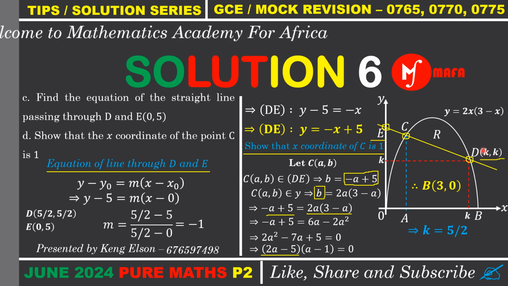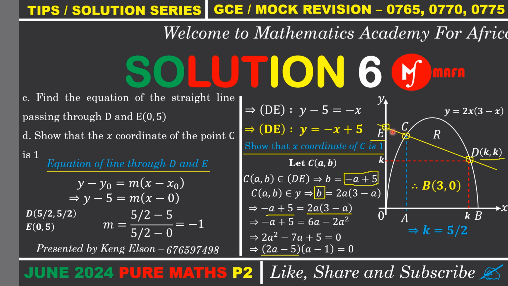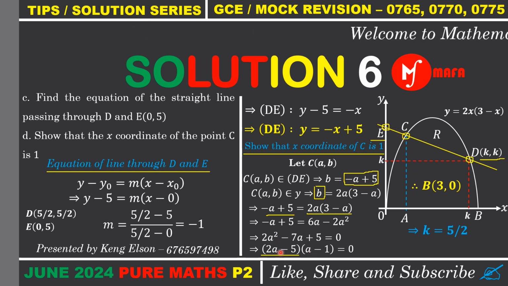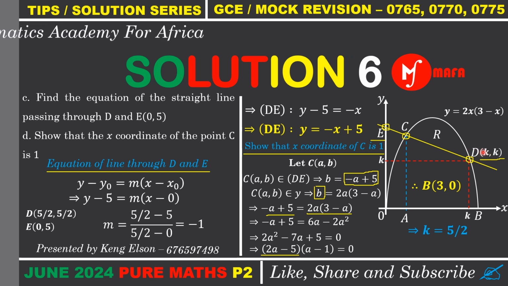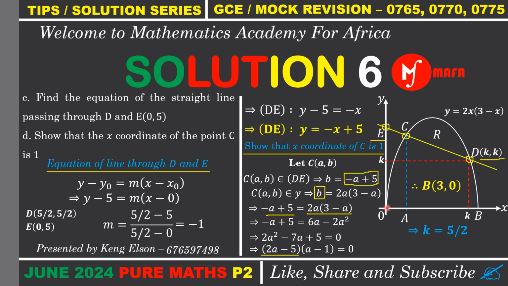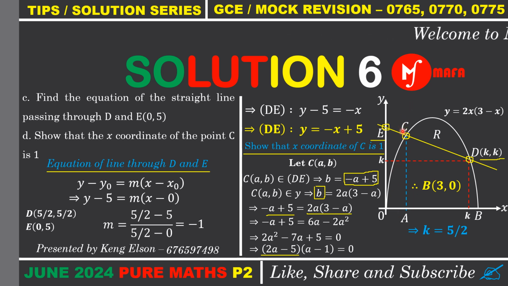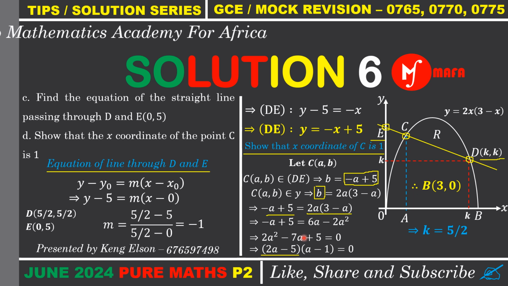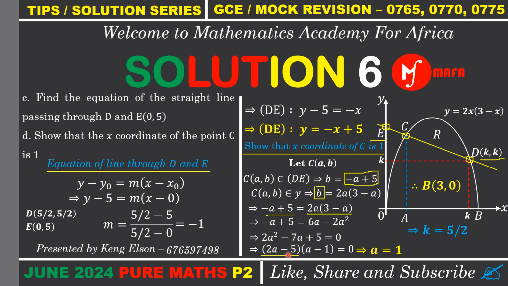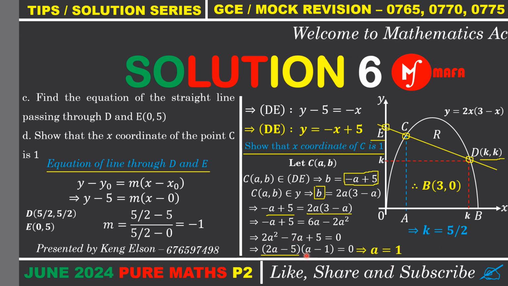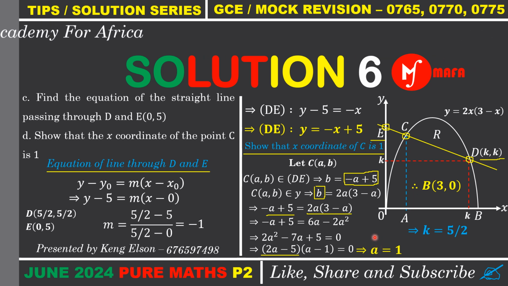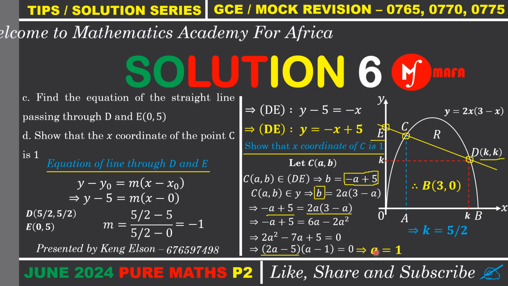So we cannot take 5/2, because remember that we are going to have two x coordinates, one for the point C and one for the point D, because there are two points of intersection. But we are more focused on the x-coordinate of the point C. Since we already have the x-coordinate of D to be 5/2, we take a = 1 when we equate a - 1 to 0. So we have shown that the x-coordinate of the point C is actually 1.